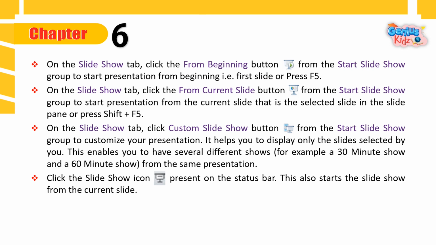On the Slide Show tab, click the From Current Slide button from the Start Slide Show group to start the presentation from the current slide, that is the selected slide in the slide pane, or press Shift plus F5.